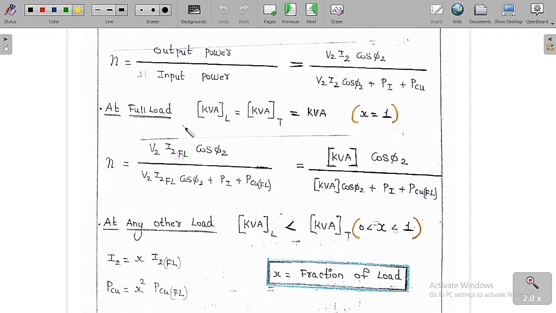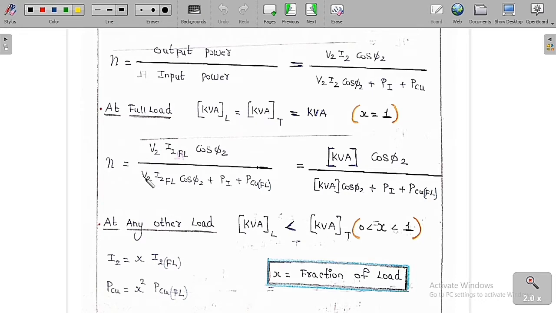Suppose at full load, what is going to happen? At full load means when the kVA rating of the load is equal to the kVA rating of the transformer, it is called the full load. So what is the value of X? X is equal to 1 because both are equal. So let me assume both are equal to kVA. Then we will see what is going to happen.